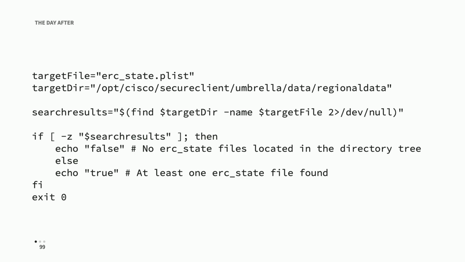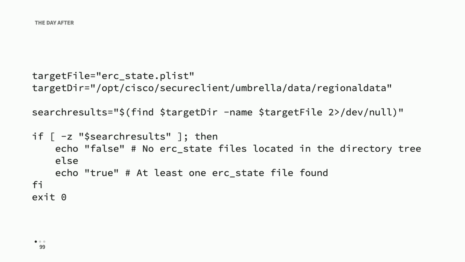On the off chance it doesn't get a hit, we're using an if -z, which just tells us if the return is null, tell me false. Cool, we didn't find that state file, so we're assuming that's not present, which means Umbrella isn't running. Or if we don't have a null result, because we /dev/null'd our error output, right? So to brace /dev/null, at least one of these files was found, so it should be present. We should have a connection.